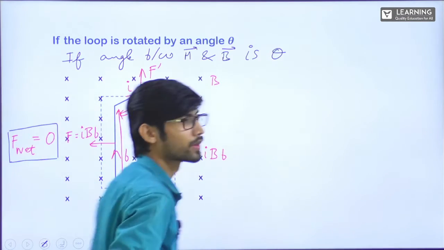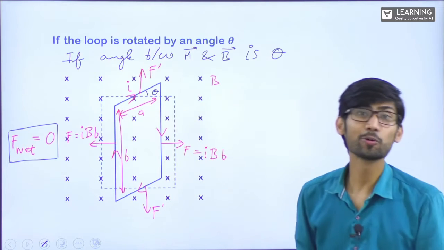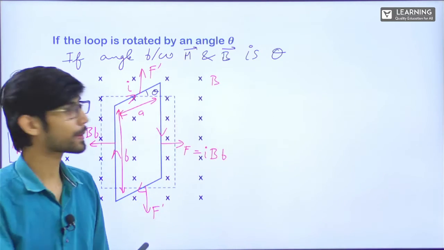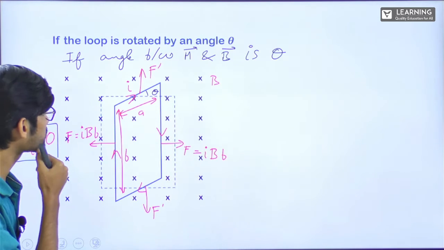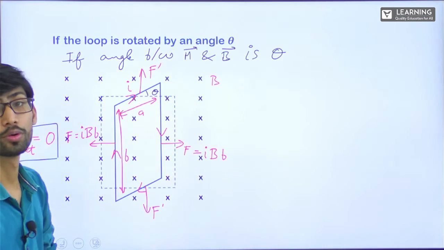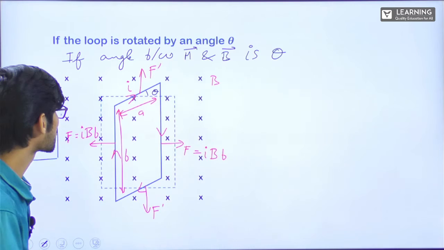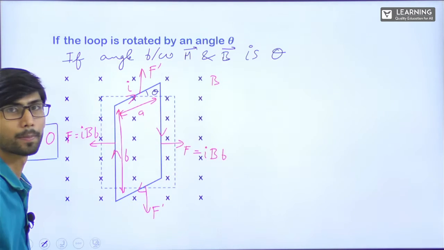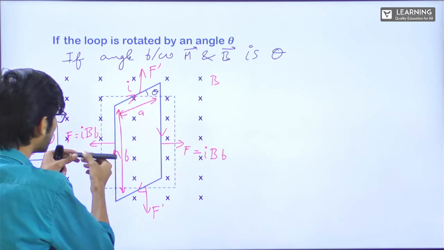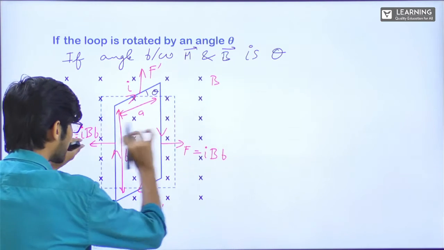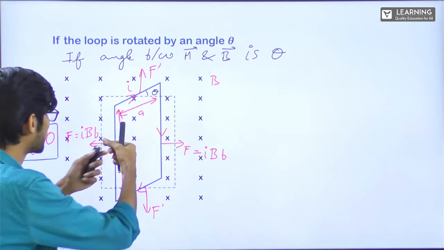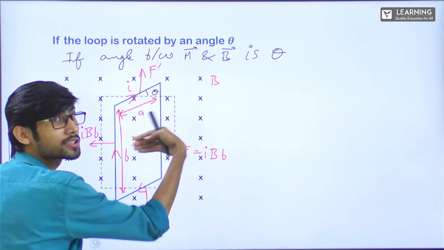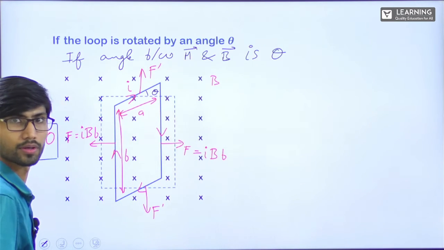Clear? Now what about tau net? This time, do you think torque will also be 0? No. Why? Because the line of action of this force and the line of action of this force are not the same. Here this force, if I just make it more straight, if I stretch it, is basically upwards, above it, and this force is behind the line of action, correct?